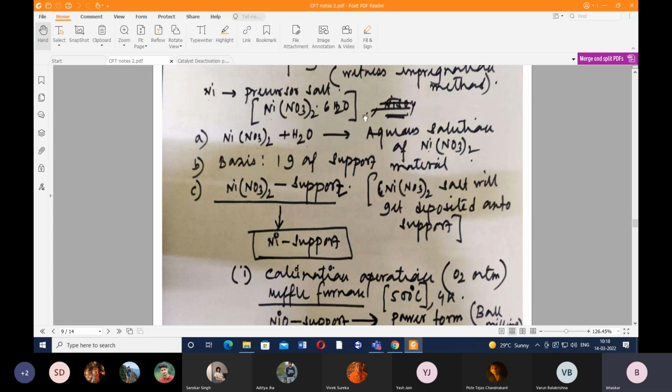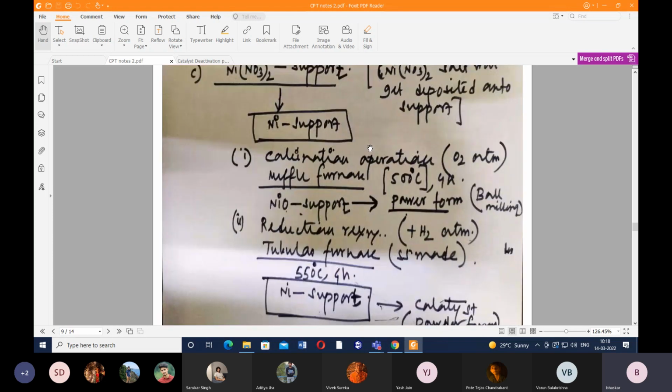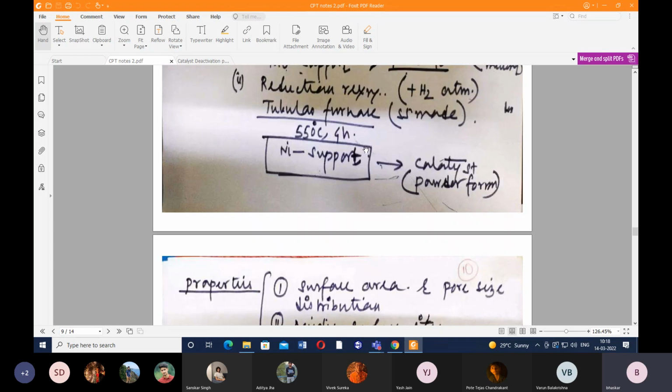I hope this part is understandable to all of you. In the last class also I talked about these things. So today it was just a recapitulation.